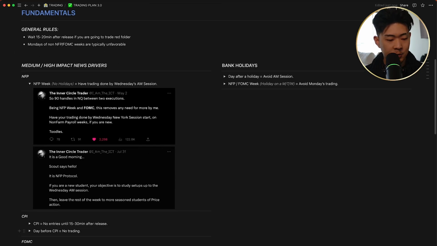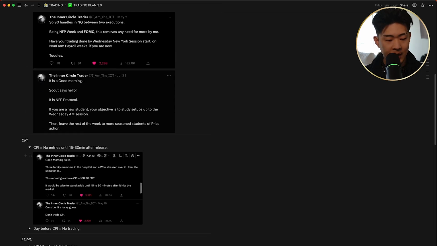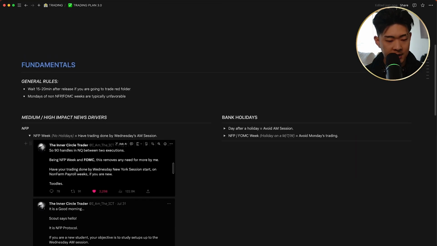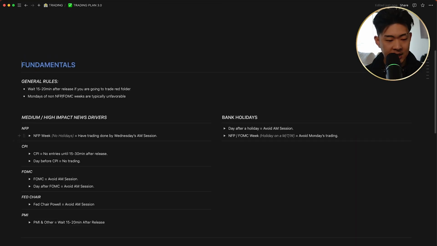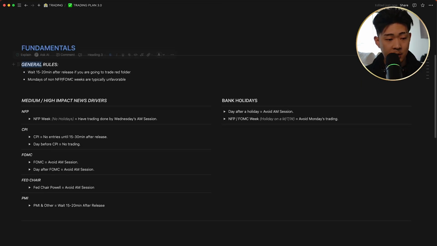As we go through these, you're going to see that for each rule, I do have one or several tweets directly from ICT stating these exact rules. Just off the top, there are a few general guidelines we want to follow. The first one being, no matter what news release it is, if you are going to trade the release or close to the release, you want to wait at least 15 or 20 minutes after the release if you're going to take some entries.